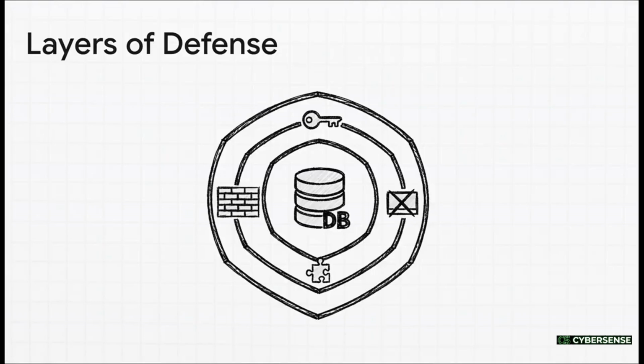A web application firewall, or a WAF, can act like a security guard at the front door, blocking common attack patterns before they even get to your code. And finally, a simple one. Never show detailed database errors to your users. That's like giving an attacker a free roadmap to your system.